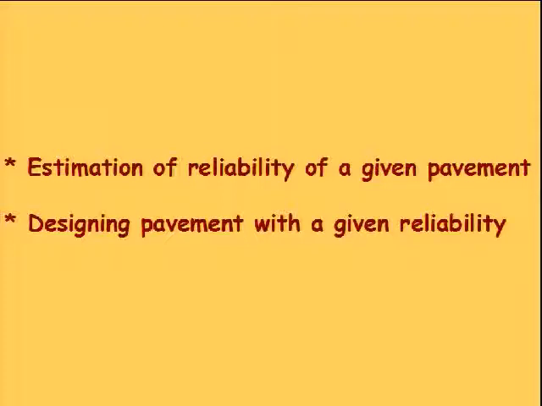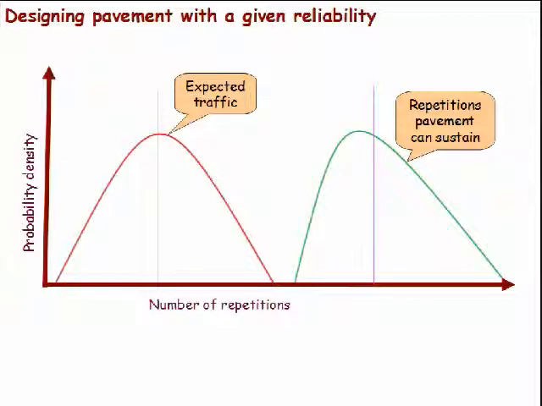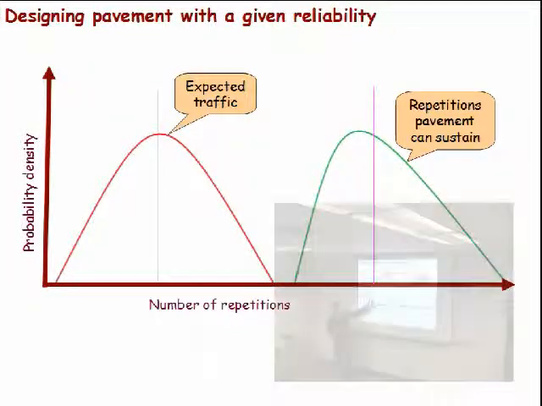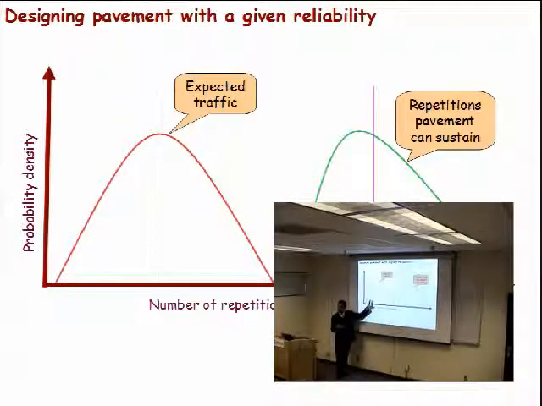And design, as any other design case, is going to be an iterative process, because I think the next slide would explain it. This is the expected traffic, and this is the repetitions the pavement can sustain. And in this case, it's not a single line as we discussed deterministically. It's going to assume a distribution. And therefore, you have to keep moving this one, because this is fixed. This is kind of fixed, because this is what the traffic engineers are providing me, that this is the distribution of the traffic the pavement is going to sustain.